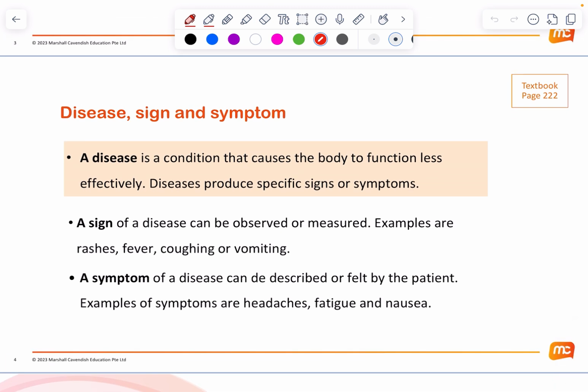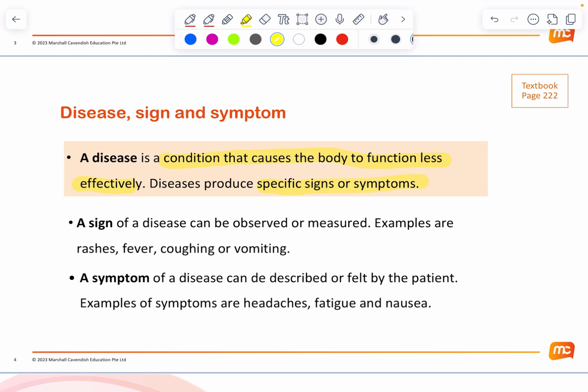A disease is generally a condition that will cause the body to function less effectively. More importantly, in terms of your normal body function, you would not totally stop your body function. It doesn't mean that your body doesn't work at all. Instead, it's just less effective, meaning maybe you feel more sleepy, you feel more sluggish. But a disease doesn't come suddenly. The disease will produce some specific signs or symptoms.